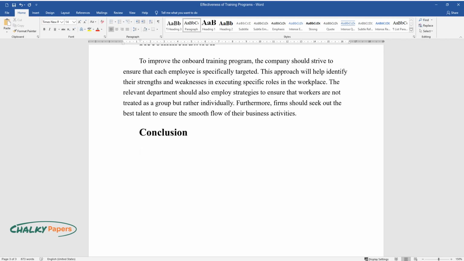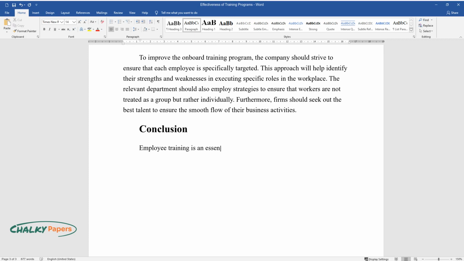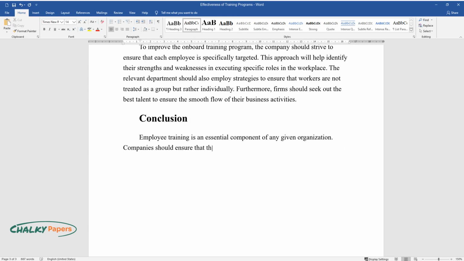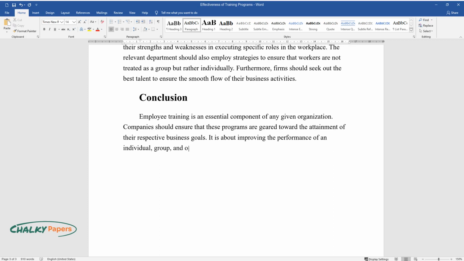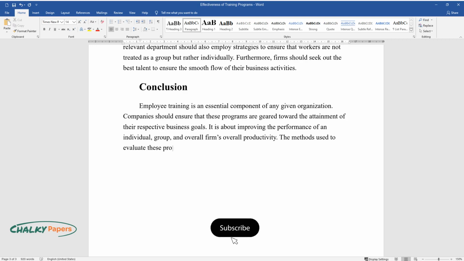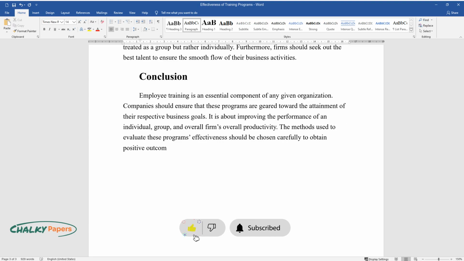Conclusion: employee training is an essential component of any given organization. Companies should ensure that these programs are geared toward the attainment of their respective business goals. It is about improving the performance of an individual, group, and overall firm's productivity. The methods used to evaluate these programs' effectiveness should be chosen carefully to obtain positive outcomes that reflect the attainment of the intended purpose.